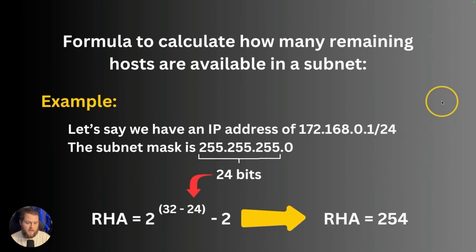Let's say we have an IP address of 172.168.0.1 with a slash 24, and the subnet mask is 255.255.255.0, which will give us 24 bits. Now in here, you can see our remaining host addresses is equal to 2 to the power of 32 minus 24, minus 2, and that ends up giving us remaining host addresses of 254. There's easier ways to do this. I'm going to get into that in a moment because these are very complicated ways.